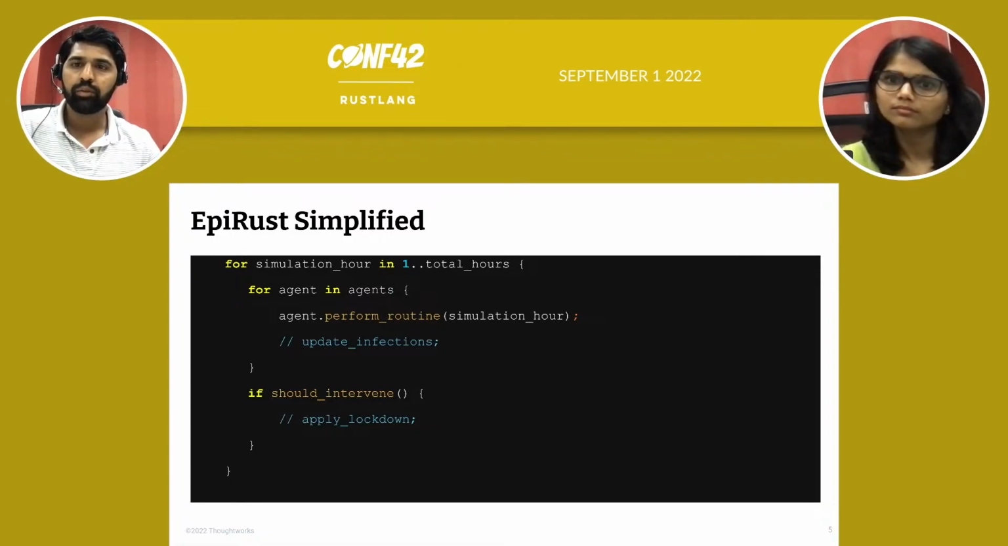What we are doing is, at every clock tick, which is every hour, we are iterating over every agent and asking them to perform their corresponding routine. Once this routine is performed, at the end of each action, we are checking if there is a possibility of spread of a disease. And once we iterate through all the agents, then towards the end, we do stock keeping, where we see how many folks got infected in the last hour.